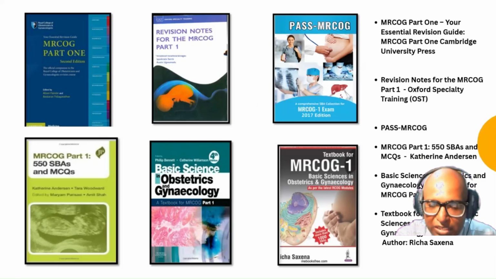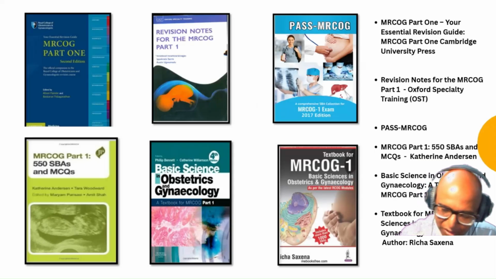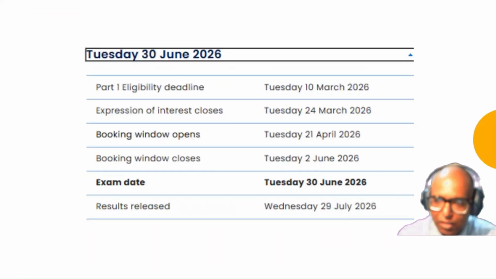There are various books available on this. These are a few of the books: the Essential Revision Guide, MRCOG Part 1, from Cambridge University Press. Then there are Revision Notes for the MRCOG Part 1, Oxford Specialty Training, and Pass MRCOG. There are many such books available. You can refer to any of these, and in most of our notes and most of these videos, you will find that everything is getting covered.